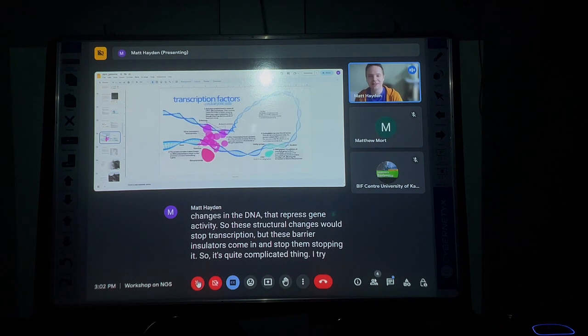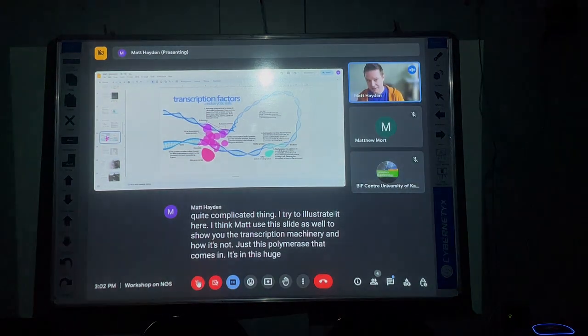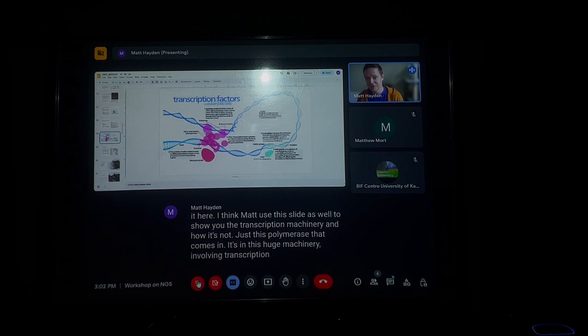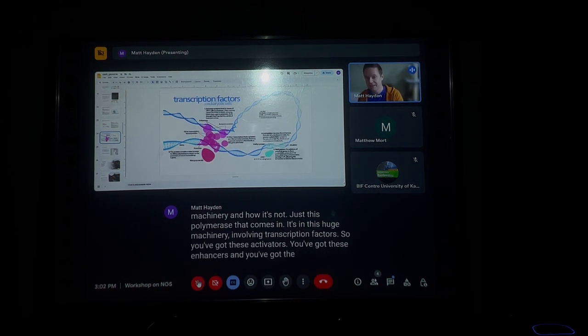I've tried to illustrate it here, I think perhaps this slide as well, to show you the transcription machinery and how it's not just this polymerase that comes in. It's this huge machinery involving transcription factors. So you've got these activators, you've got these enhancers, and you've got a promoter and a polymerase forming this machinery. Something I haven't spoken about because they can be all one talk is methylation, and that's a way of coating the gene to shut it up and stop the transcription.